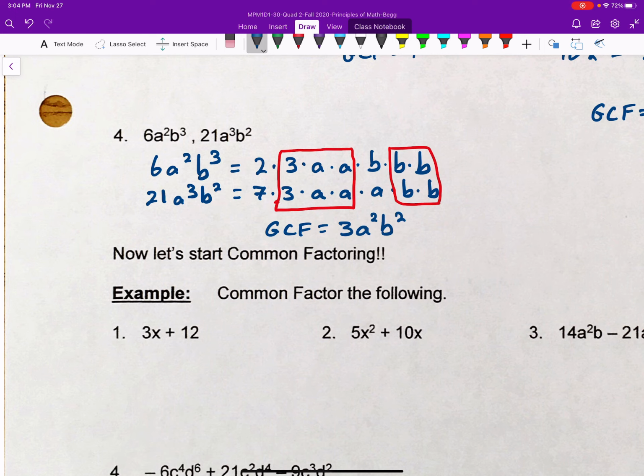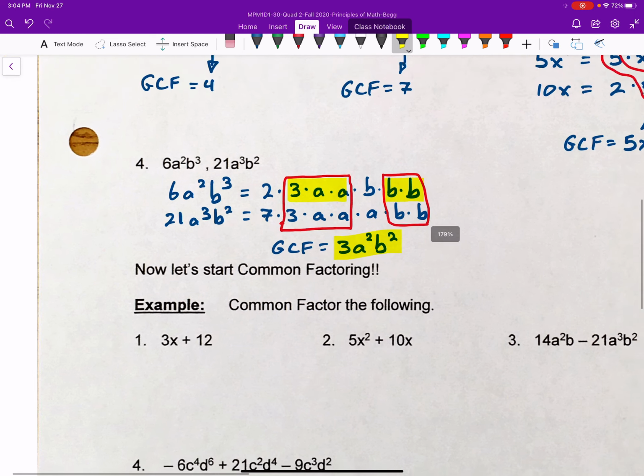Even though I've put a box around both lines, I'm really just reading one line or the other. So 3, a a, and b b gives me the 3a squared b squared.